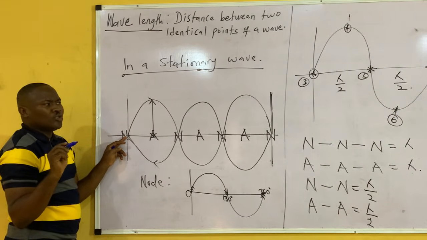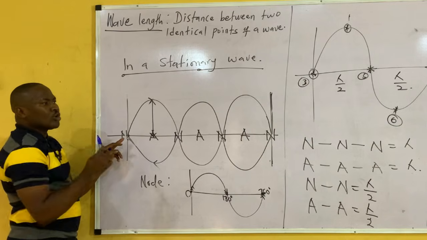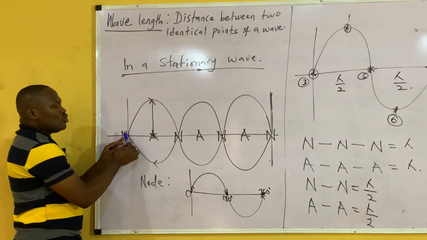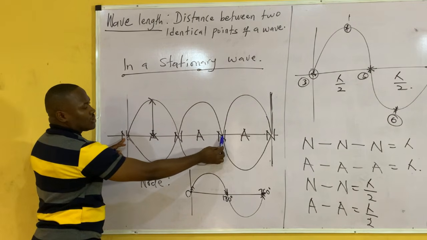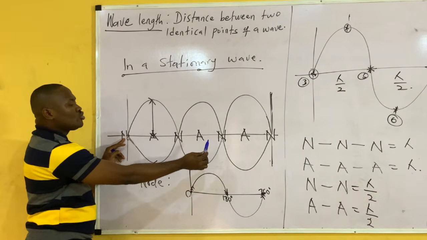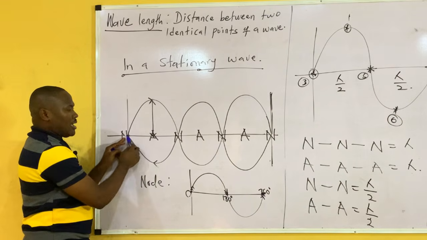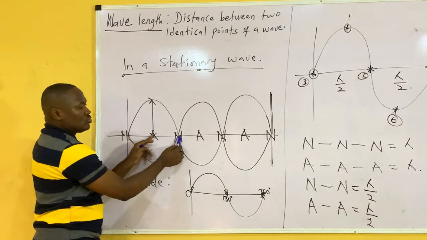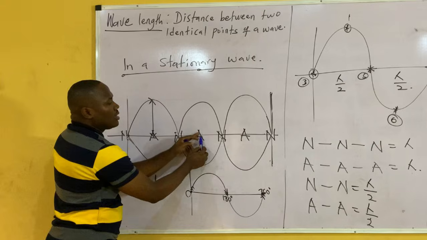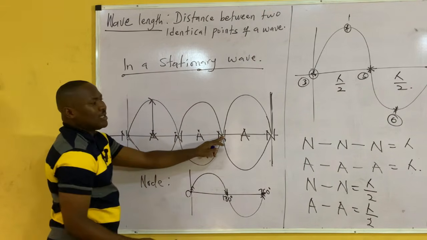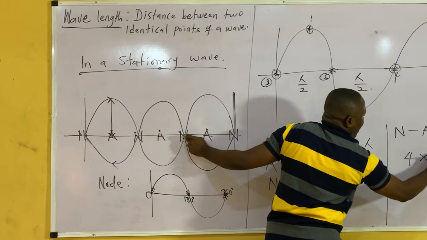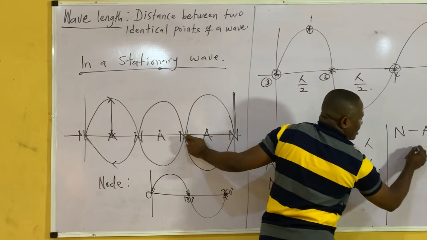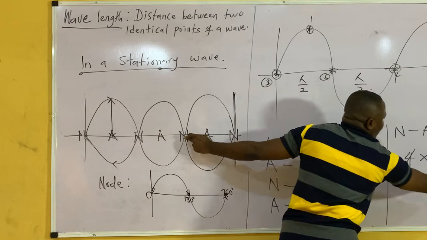A short way to do it is always go with lambda over 4 for node to antinode. So between this point and this point, you ask yourself, how many node to antinode do we have? We have 1, 2, 3, and 4. So between these plates, I have 4 times lambda over 4. This cancels out this, and I have 1 lambda.